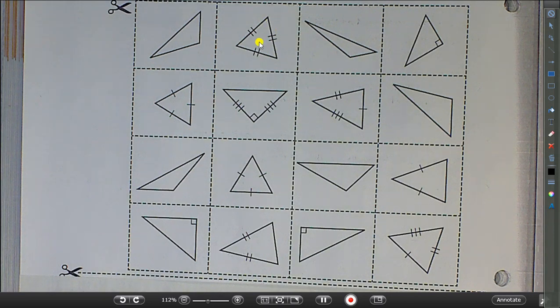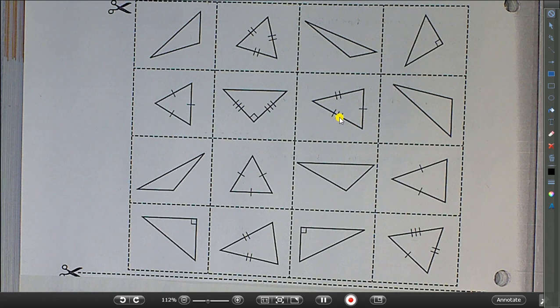This one, each line has 2 tally marks. Do you see anything similar about those 2 triangles? And if you think you do, well then let's look at this triangle. It only had tally marks on 2 of the sides, not the 3rd. And then we have this one over here that has different tally marks on each side.